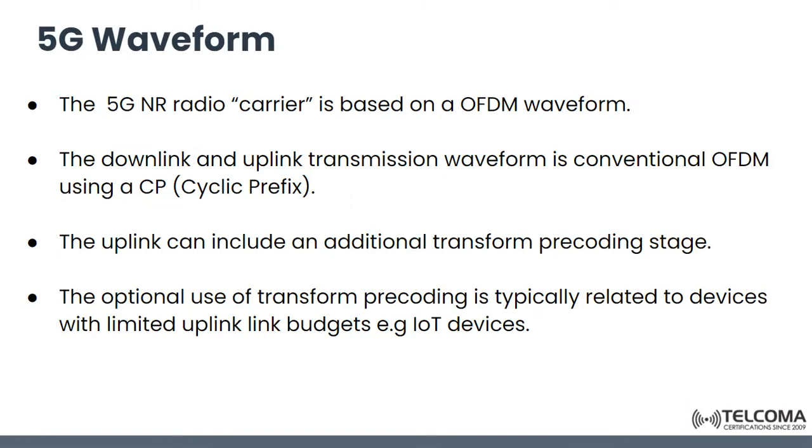The 5G new radio carrier is based on the OFDM waveform. So the multiplexing technique that is used in this is OFDM. The downlink and uplink transmission waveform is conventional OFDM using a cyclic prefix. The uplink can include an additional transform precoding stage. The optional use of transform precoding is typically related to devices with limited uplink budgets, for example IoT devices.